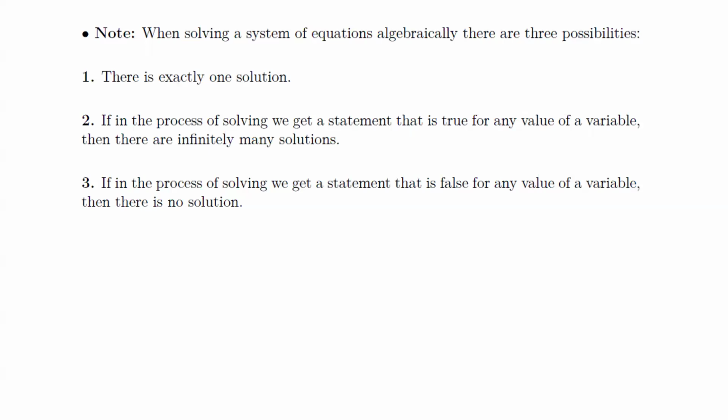So here's what could happen when we're solving our systems. There could be exactly one solution. Number two, if in the process of solving we get a statement that is true for any value of a variable, then there are infinitely many solutions. And then number three, if in the process of solving we get a statement that is false for any value of the variable, then there is no solution.